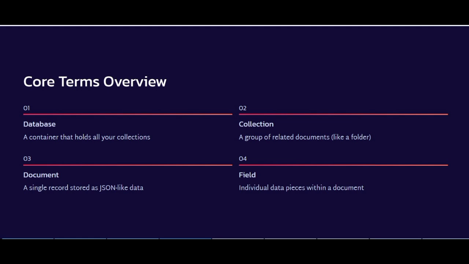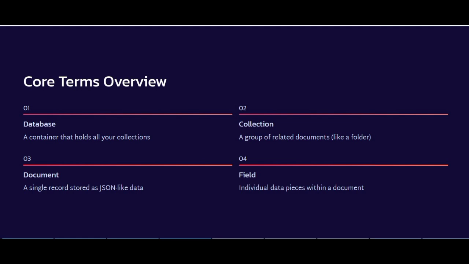So what do you mean by collection? It is a group of documents, related documents. So collection is a group of related documents. Here collection is similar to a table in SQL, and document is similar to a row in a table in SQL. A document is a single record which is stored as a JSON-like document, and a field is nothing but a column in SQL, like name, age. So these are all the fields.